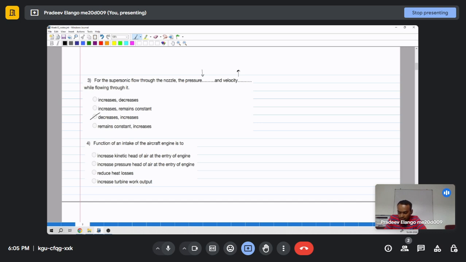The function of an intake of the aircraft engine is to increase the kinetic energy of the air at the entry of the engine, increase the pressure of the air at the entry of the engine, reduce heat loss, or increase turbine work output. So the function of the intake is to increase the pressure.